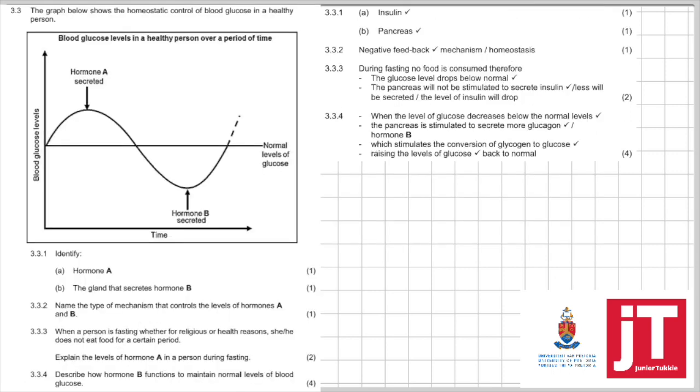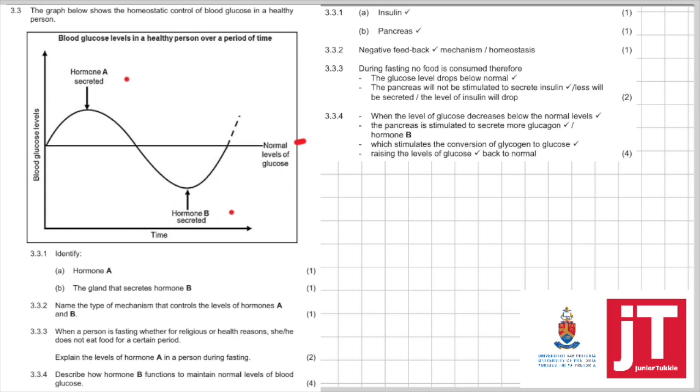Right, 3.3. The graph below shows the homeostatic control of blood glucose in a healthy person. So here you see the blood glucose levels in a healthy person over a period of time. Here you see hormone A secreted, hormone B, and there you have this long line, the normal levels of glucose.